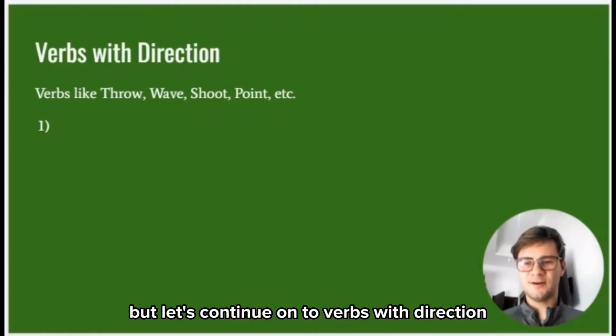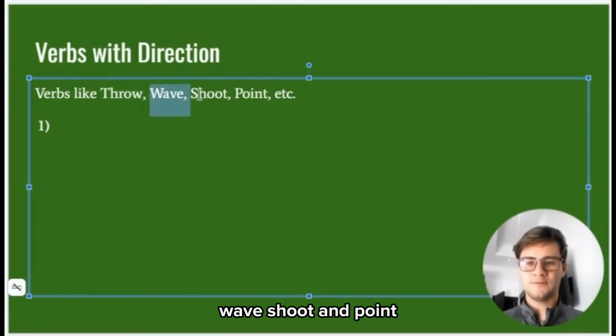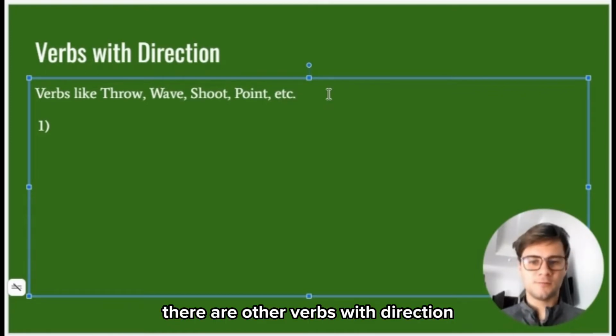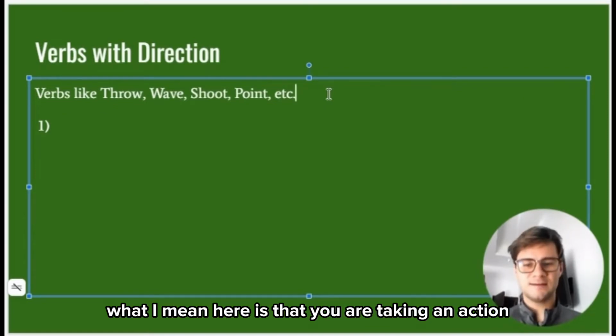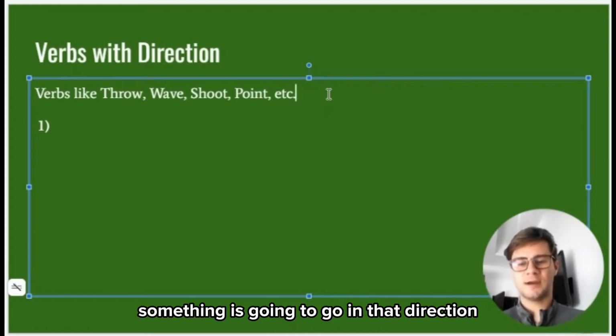But let's continue on to verbs with direction. We've got verbs like throw, wave, shoot, and point. These are some of them that I've written down. There are other verbs with direction, but basically what I mean here is that you are taking an action and either a ball or something is going to go in that direction.